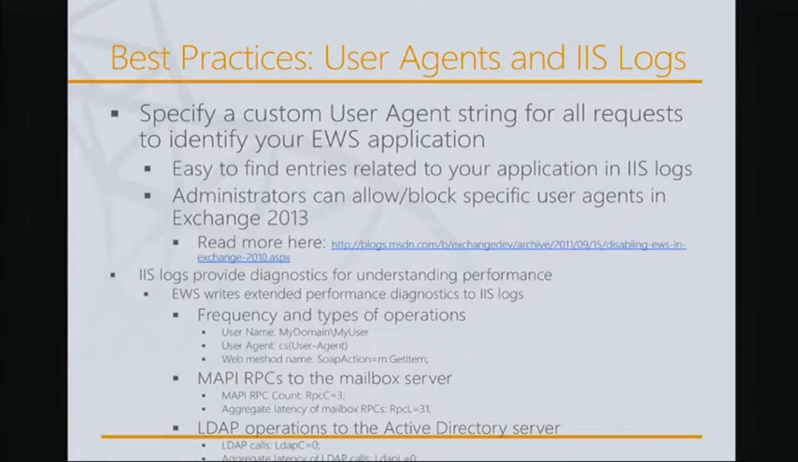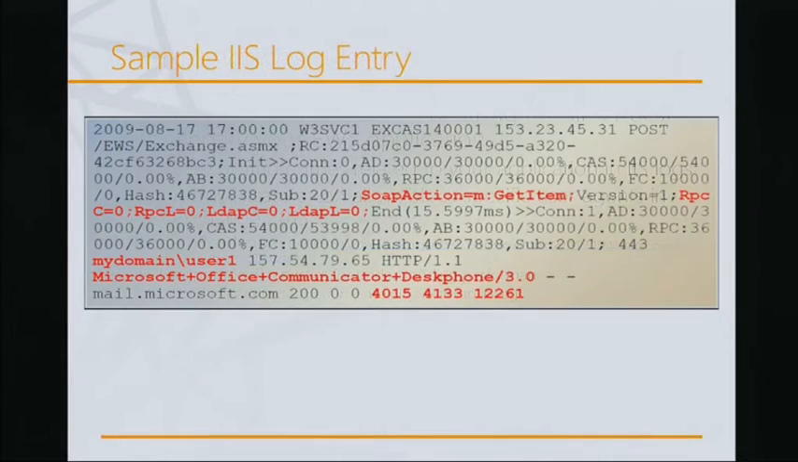The user agent string in the logs includes lots of useful information. The user that made the call, the type of call that was being made, the number of expensive operations, for example, LDAP operations or local RPCs or store RPCs. That can give you great insight into why a particular operation was fast or slow or what was going on at the same time.